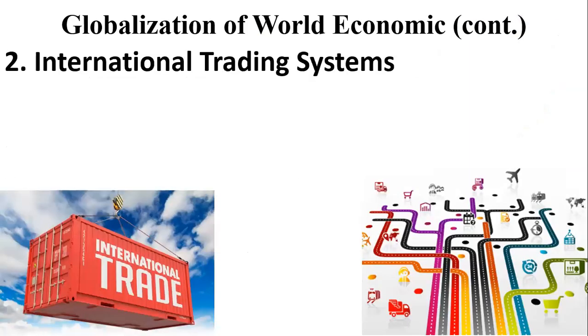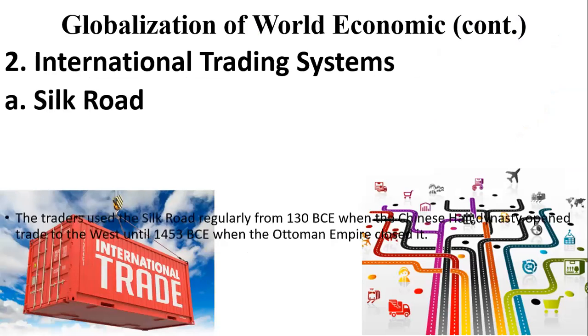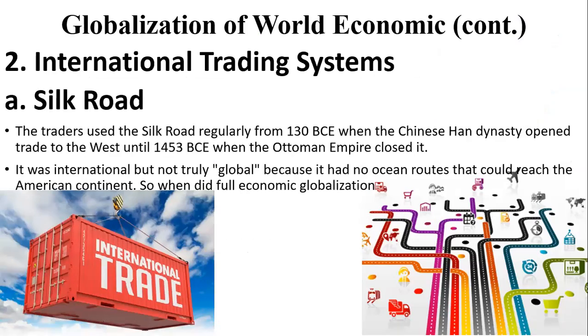Another is the international trading system, which is the same as the Silk Road. It is international but not truly global because it had no ocean routes that could reach the American continent. They use, for example, airplanes or other services for these trades in economic globalization.